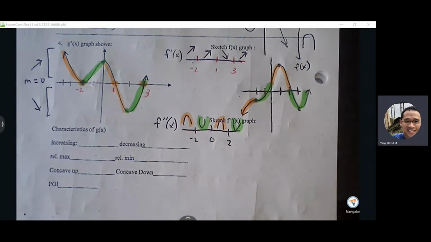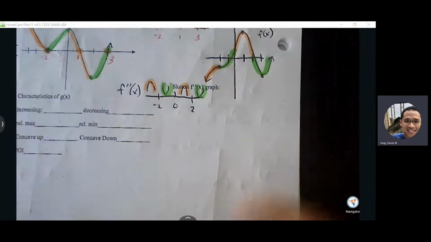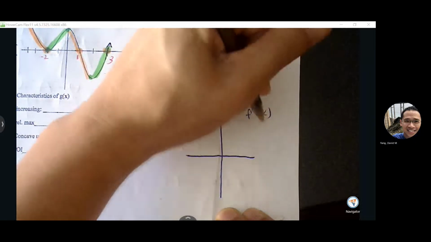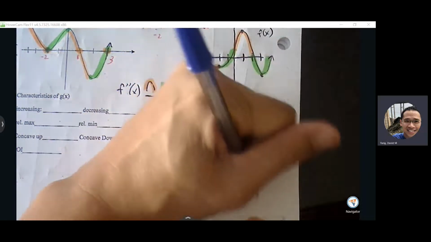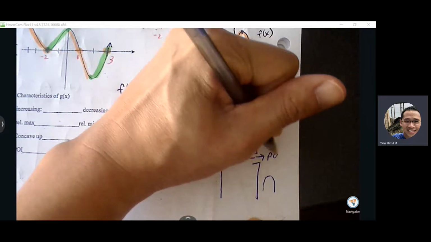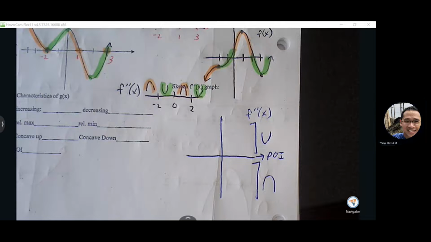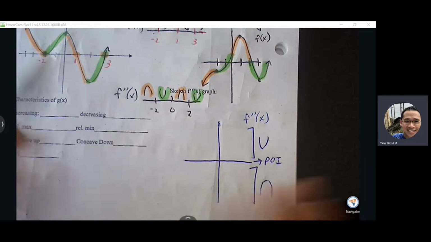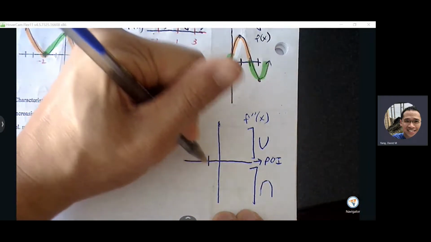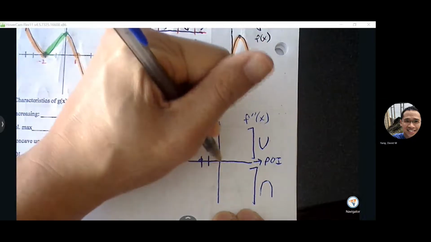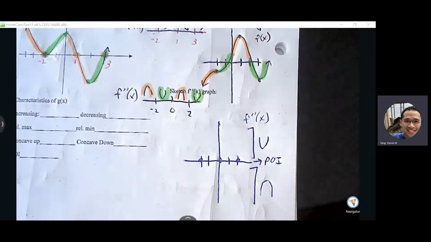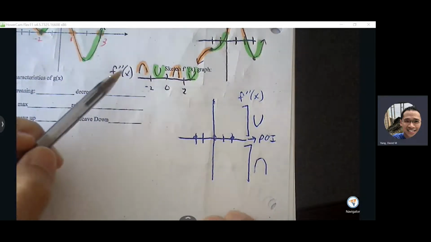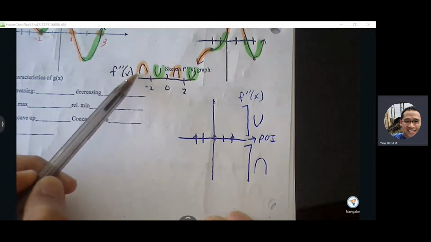So now let's create a second derivative graph. The way we do that is go ahead and label what you're dealing with here. Anything above the x-axis is concave up. Anything below is concave down. Anything on the x-axis are your points of inflection. And then go ahead and plot your x-intercepts. Your x-intercepts will be where your points of inflection are on your F double prime graph: -2, 0, and 2.